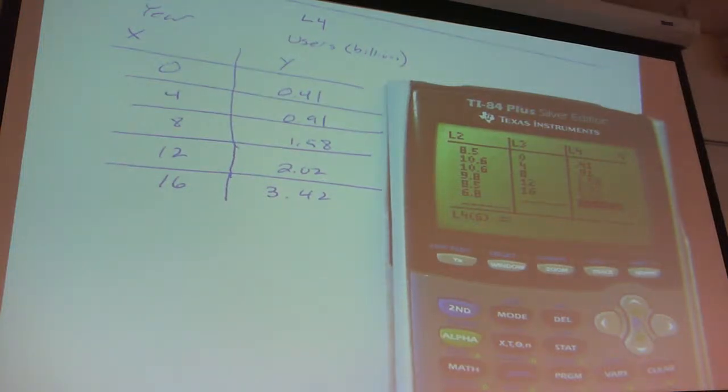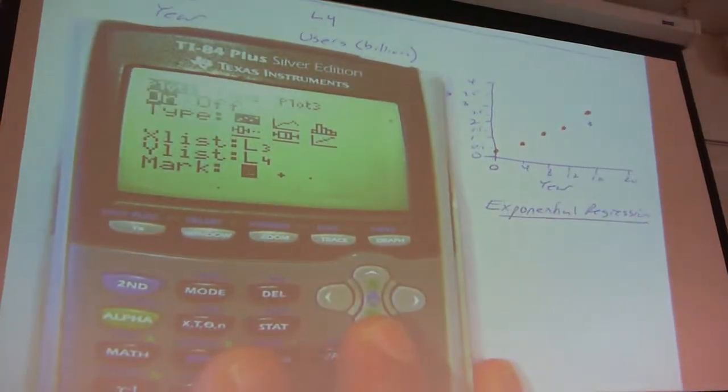Now, how do I see the dots? What do I push? Second y equals. Go into plot 1. Turn plot 1 on. Choose scatter plot. For me, my x is list 3, second 3. My y is list 4, second 4. I'm not going to do zoom 9. I'm going to make my own window, which I already did.